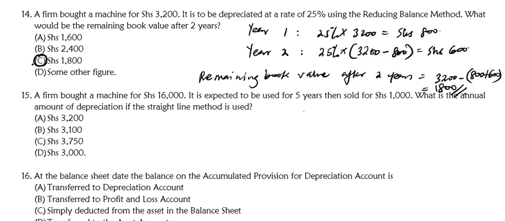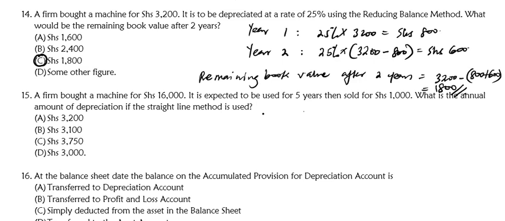A firm bought a machine for shillings 16,000. It is expected to be used for 5 years, then sold for shillings 1,000. What is the annual amount of depreciation if the straight line method is used? Remember, under the straight line method, the annual depreciation charge will be the same. Unlike in the reducing balance method, where depreciation keeps on reducing, here depreciation is constant in each of the years of the asset's useful life.